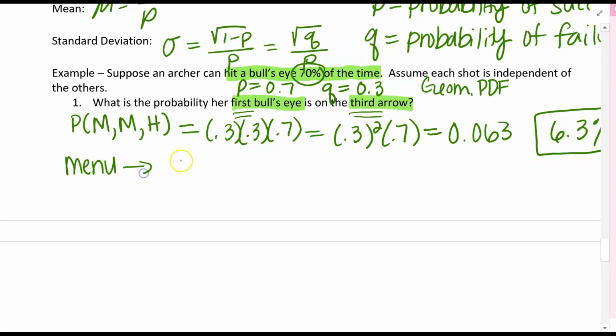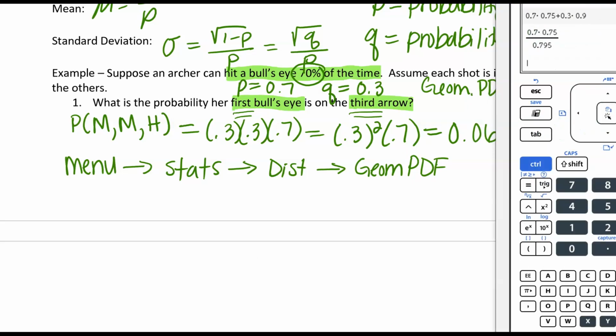Then you're going to go to stats. Then you're going to go to distributions. And then you're going to scroll down until you find geometric PDF. Okay? So go to calculator, menu. Stats is option 6, distributions is option 5, and then scroll down until you find geometric PDF, which I think was H. Yes, geometric PDF is option H.